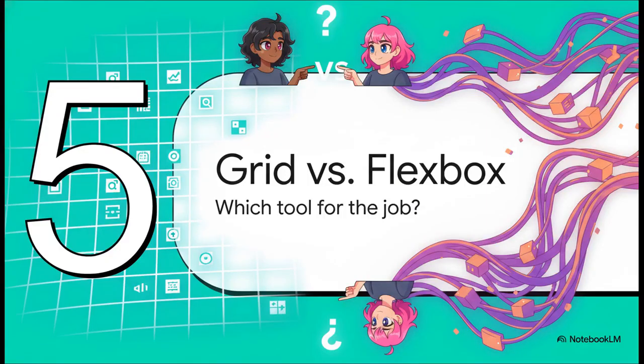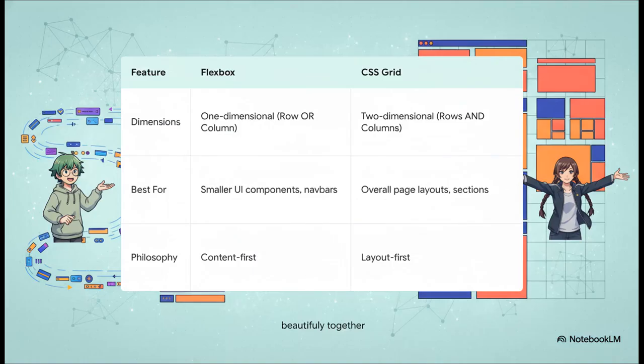All right, it's time to address the elephant in the room: Grid versus Flexbox. This confuses a lot of people, but it's actually pretty simple once you know their core purpose. They're both amazing, but they're built for different jobs. So here's the bottom line. Use Flexbox for one-dimensional layouts. It's perfect for arranging things in a single line, like the items in your navigation bar or content inside a card. Use Grid for the big picture, the two-dimensional structure of your entire page. But here's the real secret. They're not competitors. They're a team. You'll often use Flexbox inside of a Grid item.